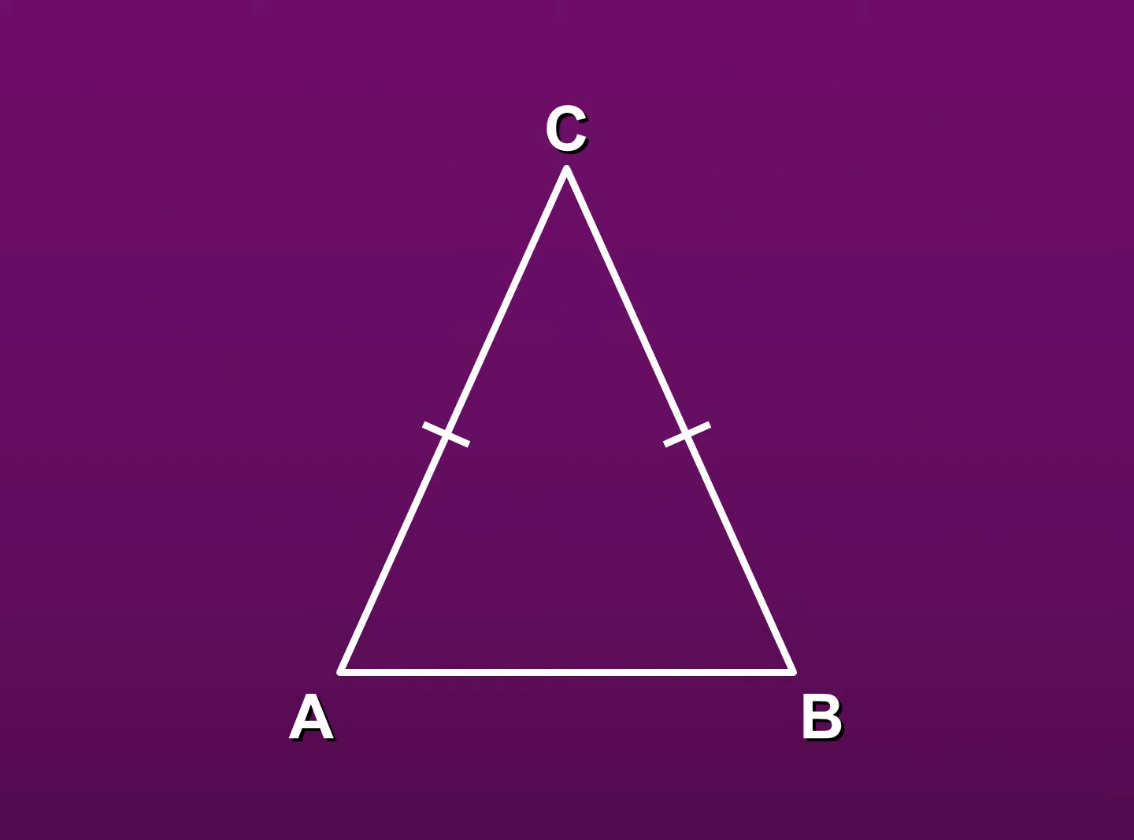So here's an isosceles triangle. These would be the legs, the two that are congruent to each other, which means that AB would be your base, which means that angle A and angle B are your base angles, where angle C is your vertex.